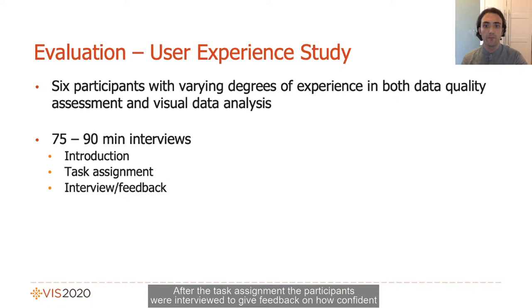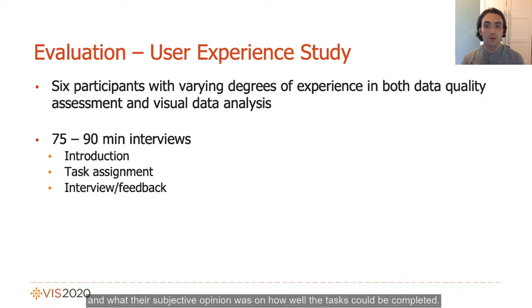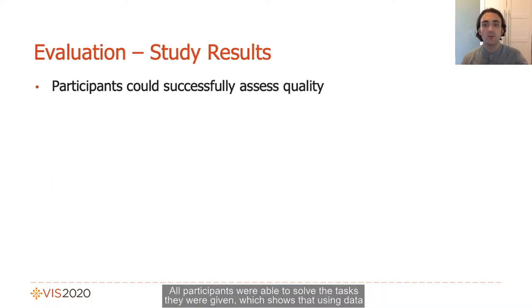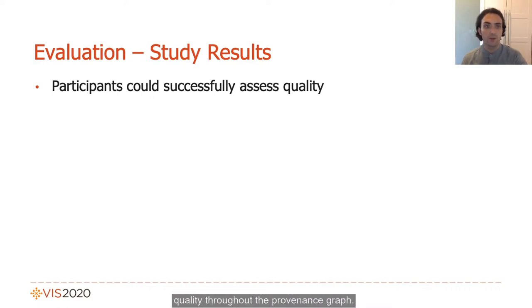After the task assignment, the participants were interviewed to give feedback on how confident they were about their answers, what they liked about the prototype, and what their subjective opinion was on how well the task should be completed. All participants were able to solve the tasks they were given, which shows that using Data Quality Provenance Explorer, users can judge quality and comprehend the development of quality throughout the provenance graph.